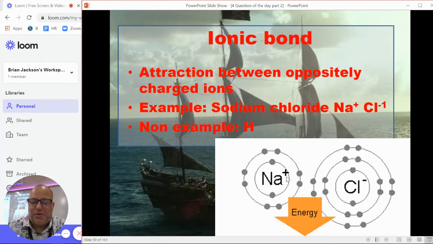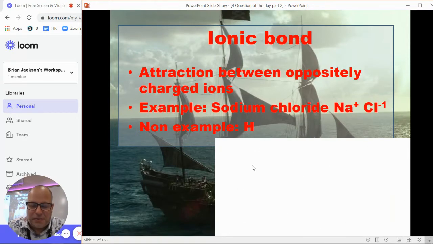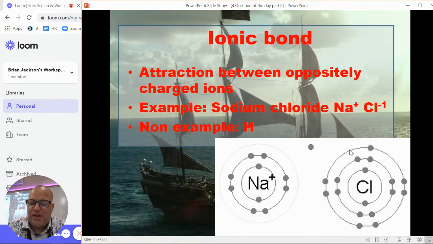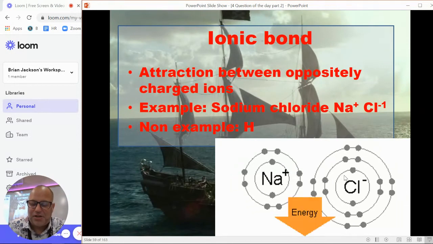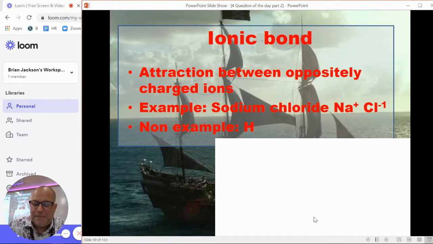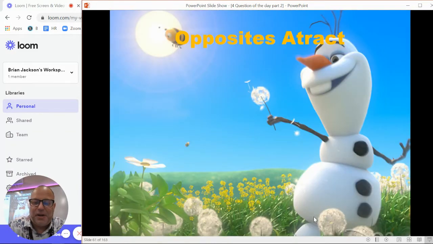So it's ironic that the chlorine atom basically steals an electron from the sodium atom, but in the end, they're both happy about this stealing that occurred, because now they come together, they share some electrons, and they make salt. So it's a great example of ionic bonding.